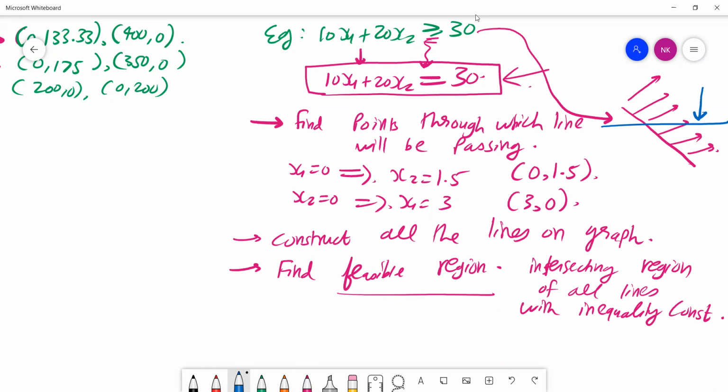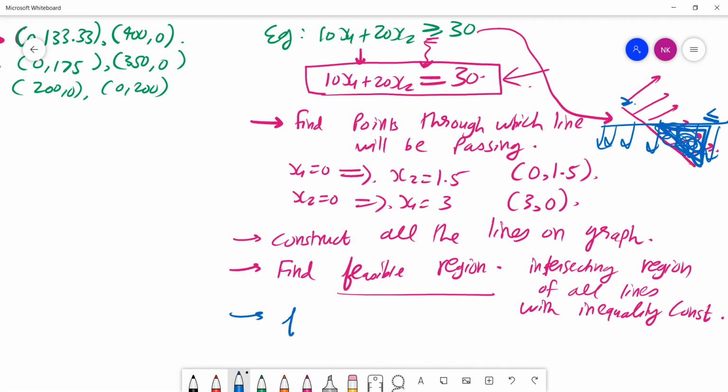So let's say this particular line is having the inequality as less or equal to. This line is having greater or equal to. So this particular portion will be shaded. The intersecting portion will be this one. This entire portion will be your intersecting portion.